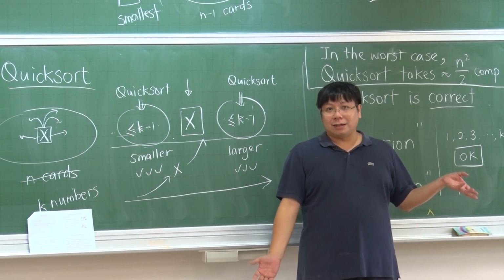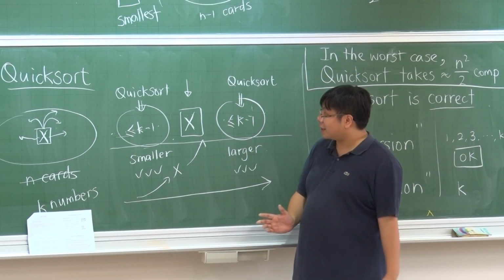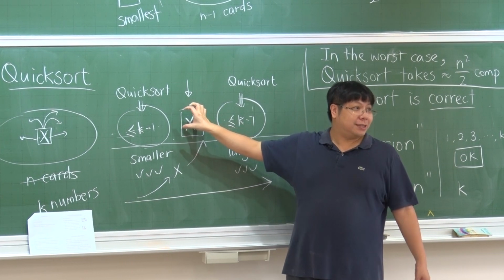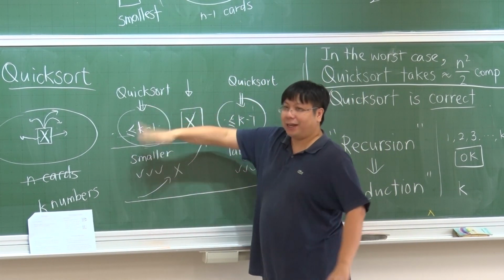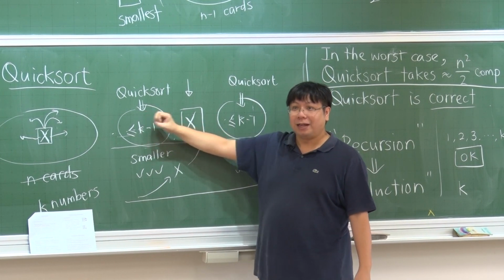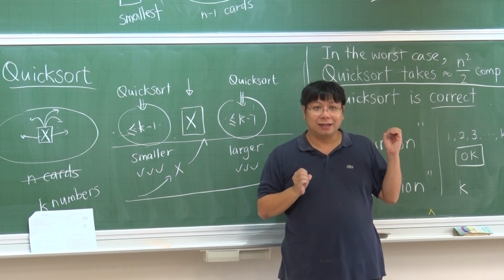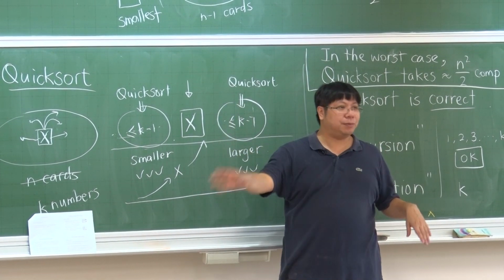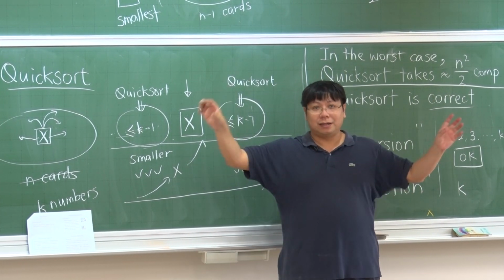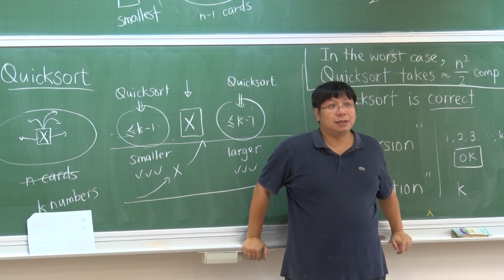What is a bad case? A bad case is you do not save anything. When do you not save anything? You unfortunately pick x to be the largest number. In that case, nothing is here, 0, and all the numbers are here, so you save 0 comparisons. So that means in the worst case, you pick x every time to be the largest or the smallest number. Then you don't save anything, and up to the end, you still need n squared over 2 comparisons.